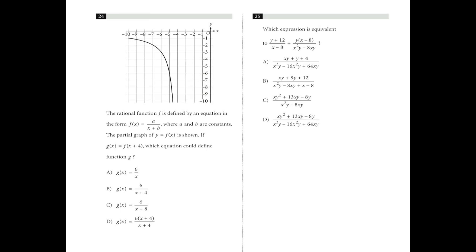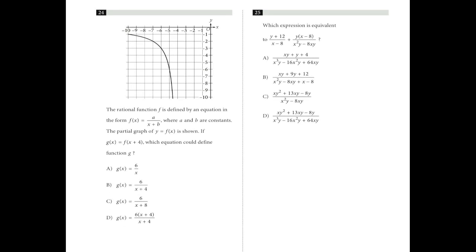So 24. Let's zoom out so we can see the whole question. It says the rational function f is defined by an equation in the form f of x equals a over x plus b, where a and b are constants. The partial graph of y equals f of x is shown. If g of x is equal to f of x plus 4, which equation could define function g?